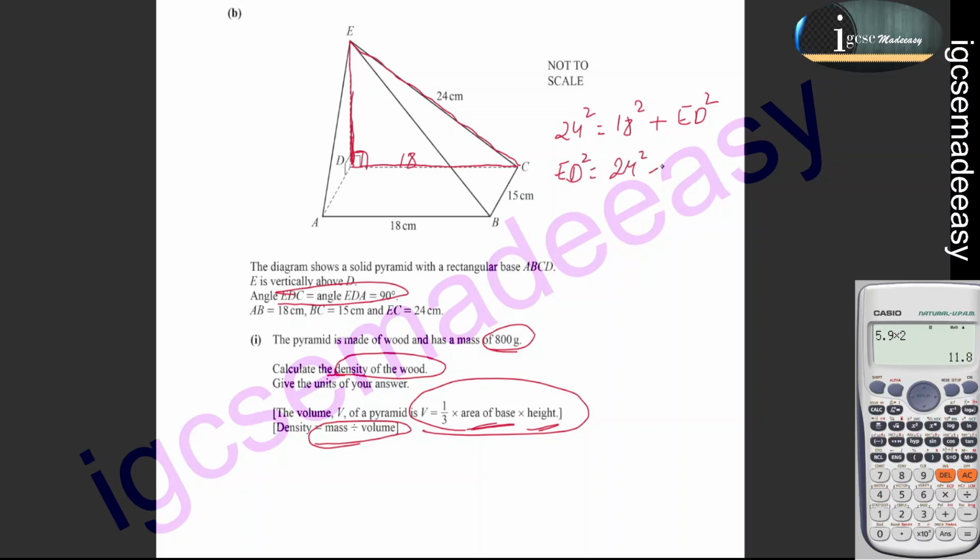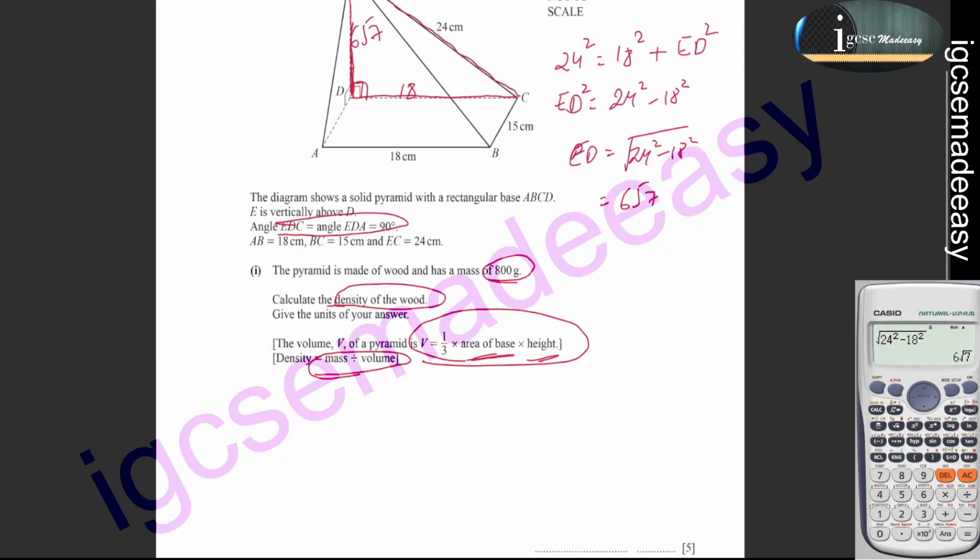24 square minus 18 square. So ED will be equal to the square root of 24 square minus 18 square. Let's find out the value of ED. The square root of 24 square minus 18 square gives you the answer 6 root 7, or 15.8. So this length is 6 root 7.